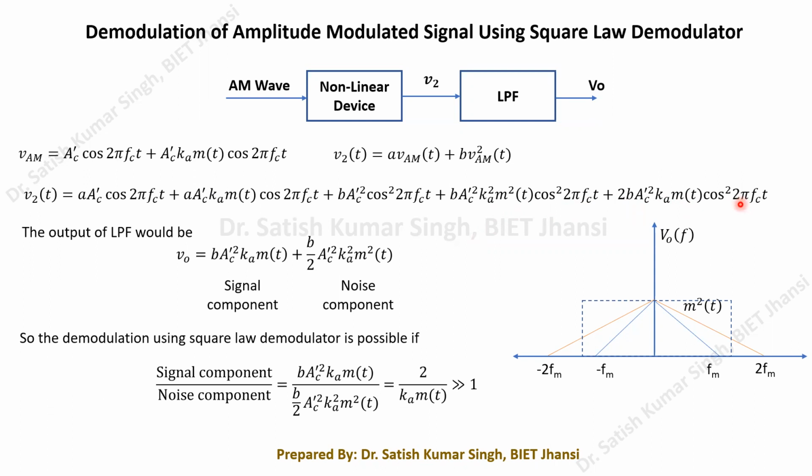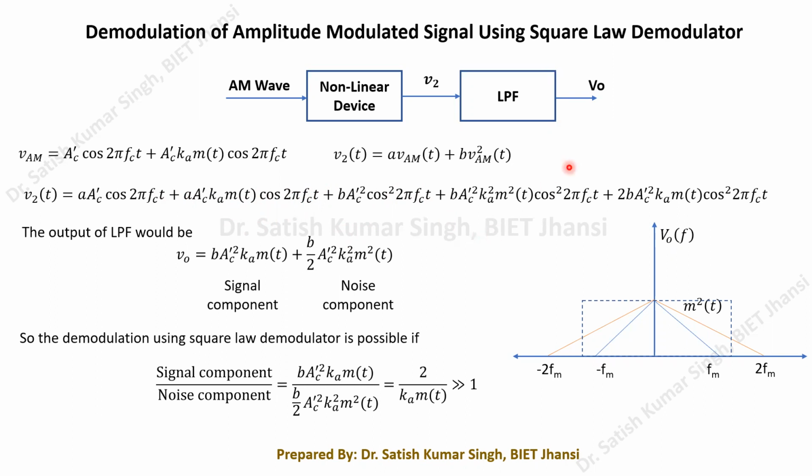Basically, what I am trying to say is that in this entire expression, this term is not containing the message. This portion does contain the message, but it is a shifted version around the carrier frequency FC. MT is multiplied with cos 2 pi FCT, so the spectrum of MT is being shifted around the carrier frequency FC. Now this expression again is not containing any message signal.